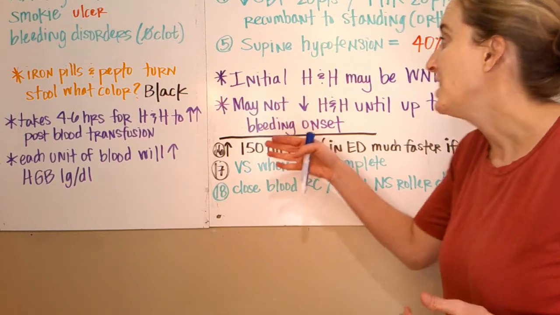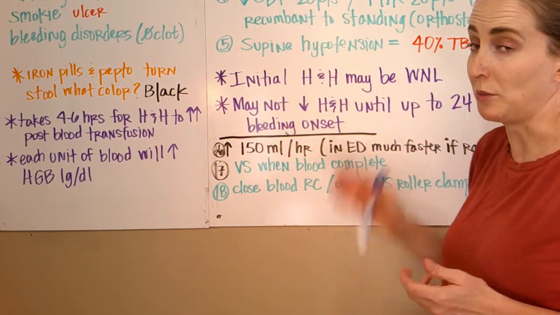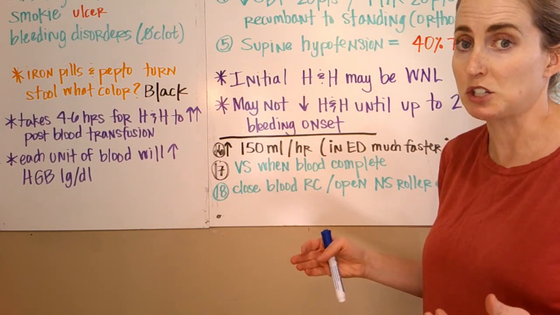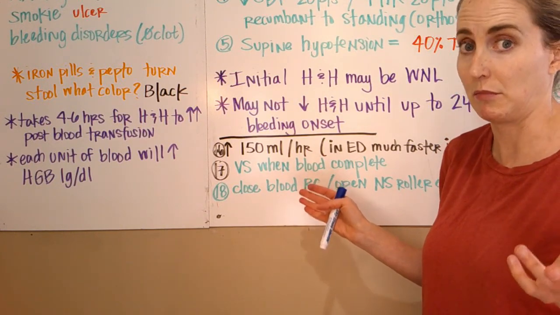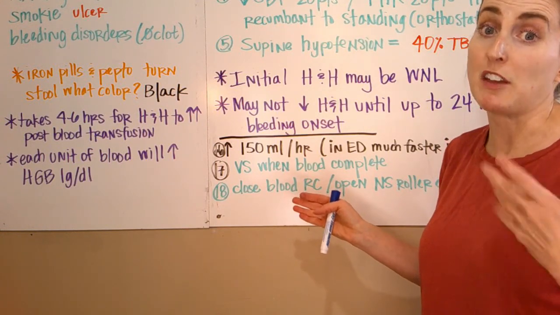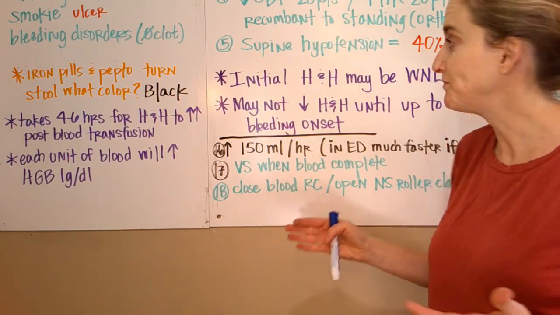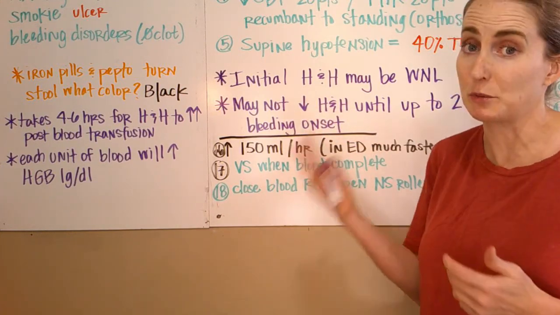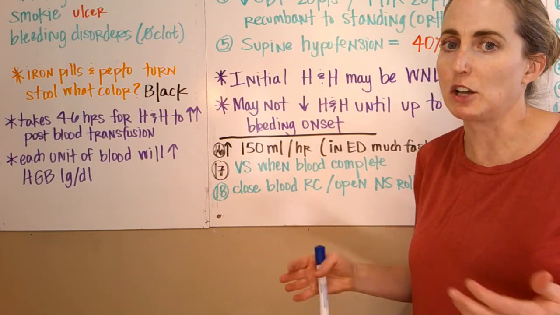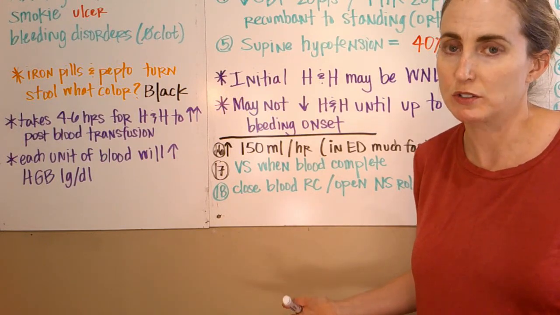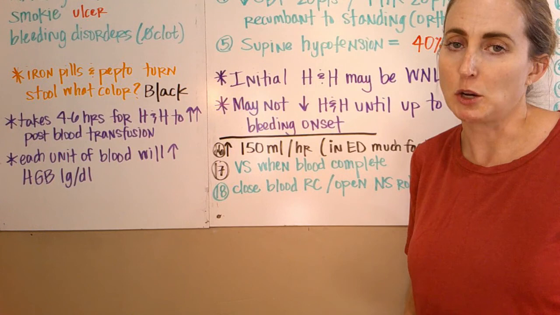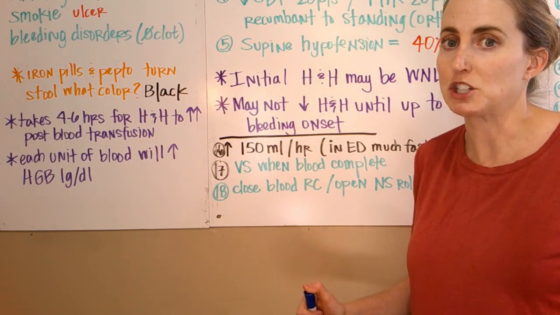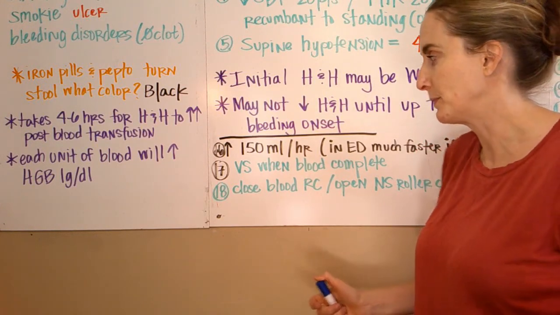Okay, now initial H&H may be within normal limits. So let's say your patient comes in vomiting bright red blood, and you go to check their H&H, and it's probably going to be initially fine if the bleeding just started. So it may not lower that H&H until up to 24 hours after the bleeding has onset. Now, obviously, it's going to lower it a lot quicker if the bleeding is worse, or if you have a massive bleed. But it may take up to 24 hours to show a difference on their H&H. So those are just good things to know.